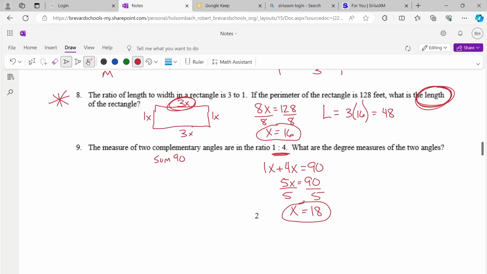So what are the degree measures of the two angles? We can go like angle 1 is equal to 1 times 18, which is 18. And angle 2 is equal to 4 times 18. And 4 times 18 is 72.